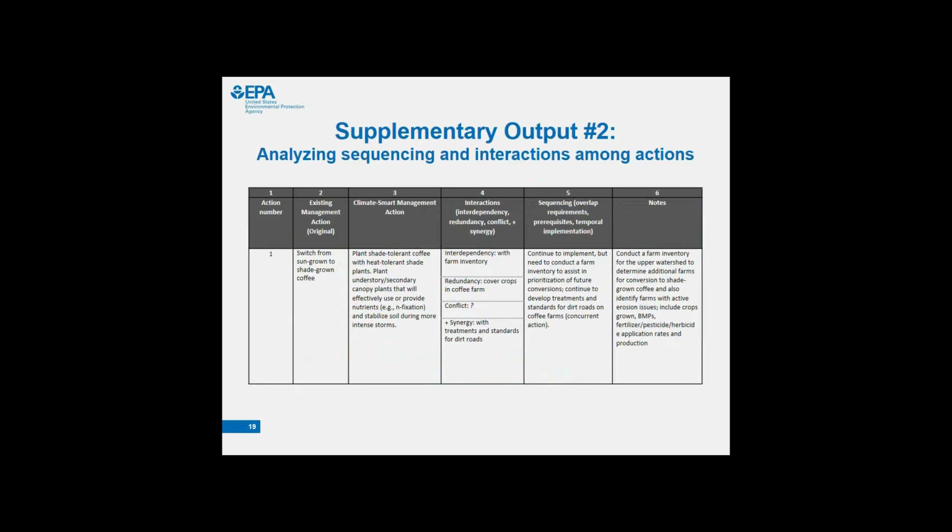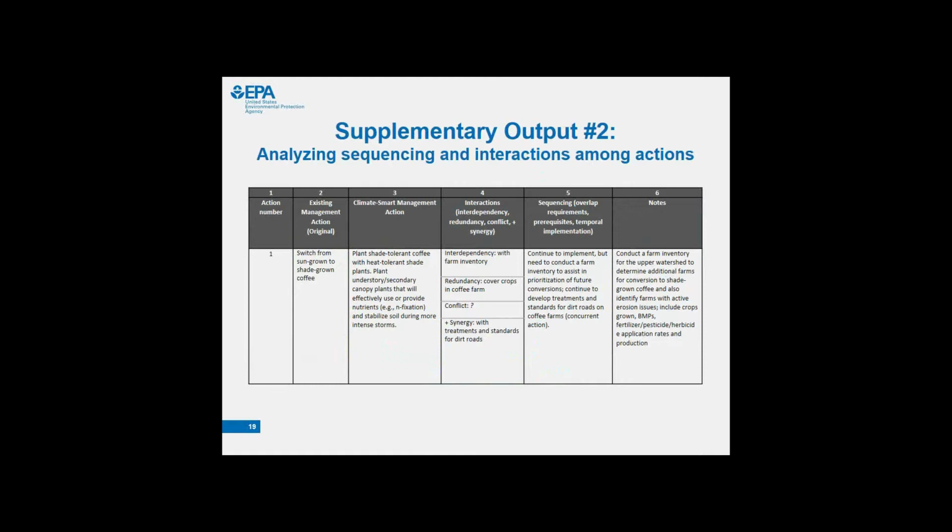And then they felt that there was a synergetic relationship, a positive synergy with treatments and standards for dirt roads that run along these coffee farms, that if you were to implement the shade-grown coffee in combination with smart road treatments and standards, that those two things together could have a greater effect than either one by itself, or at least would be additive with each other, so that together they might accomplish the total amount of sediment reduction necessary, where neither one by itself would be enough.